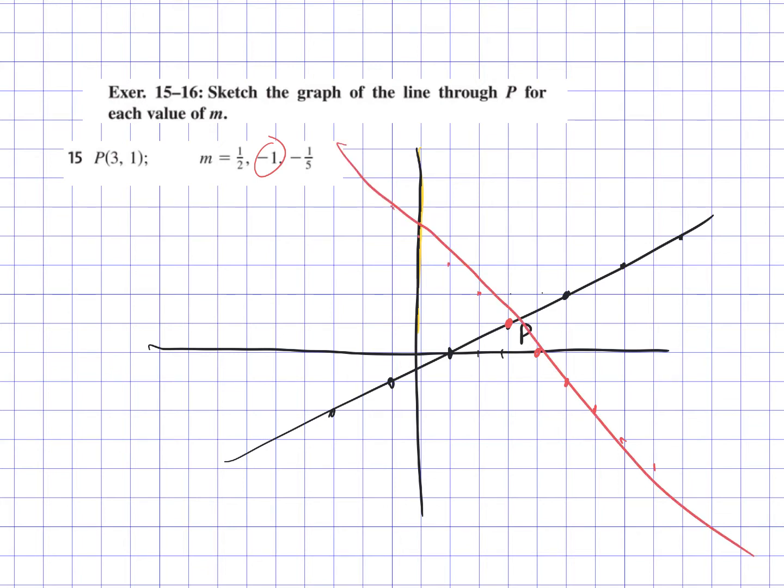Okay. And then we're going to do negative 5. So down 1 and over 5, 1, 2, 3, 4, 5. Or up 1 and left 5. So there you go.